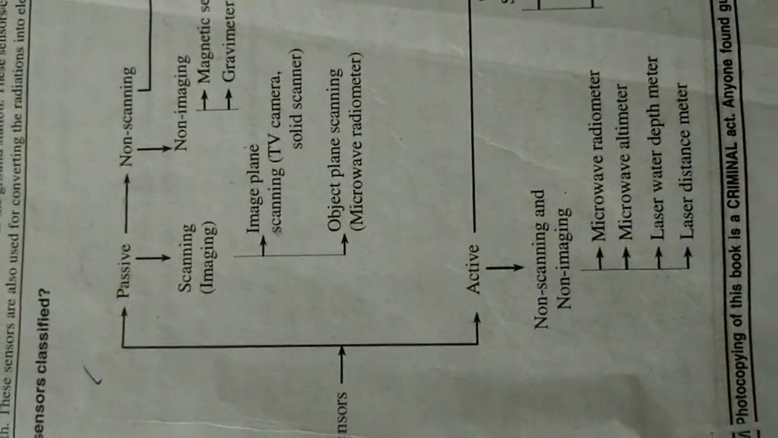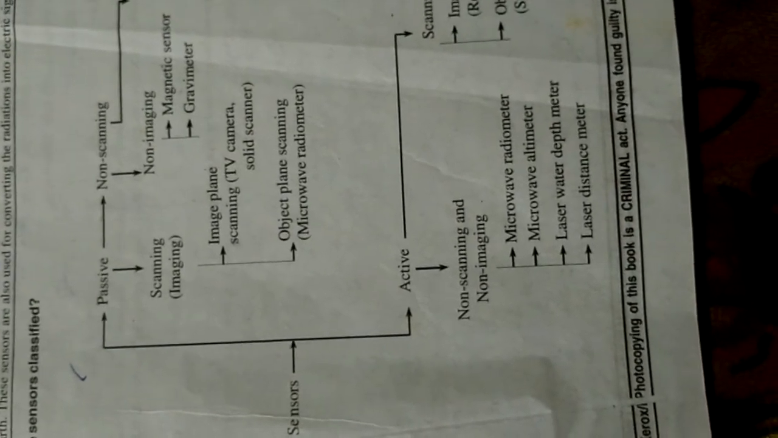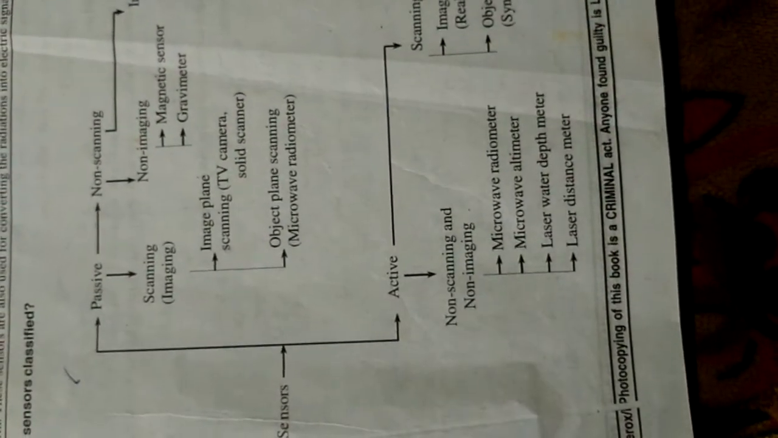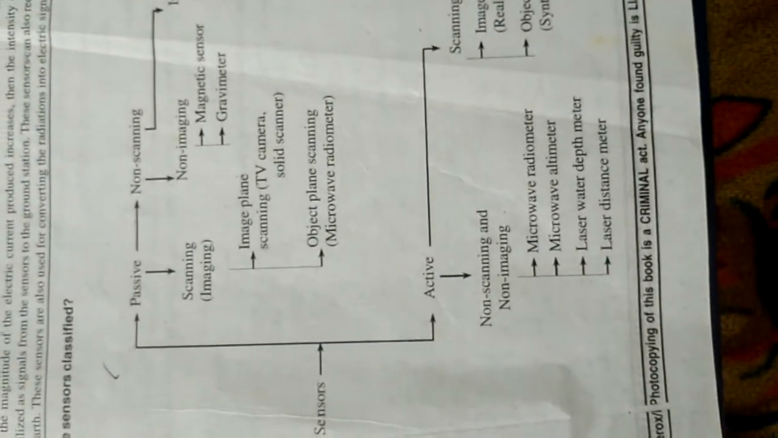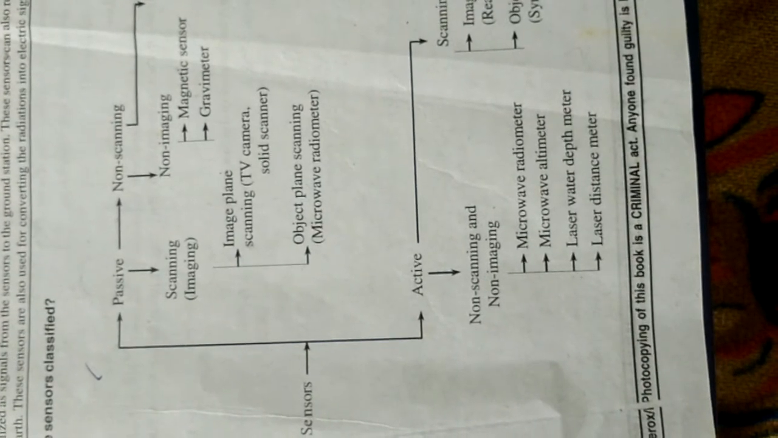So electrical signals is the best example there. So, let me discuss: the sensors are of two types. One is passive and the next one is active. In active and passive also we have different types. One is scanning and non-scanning.